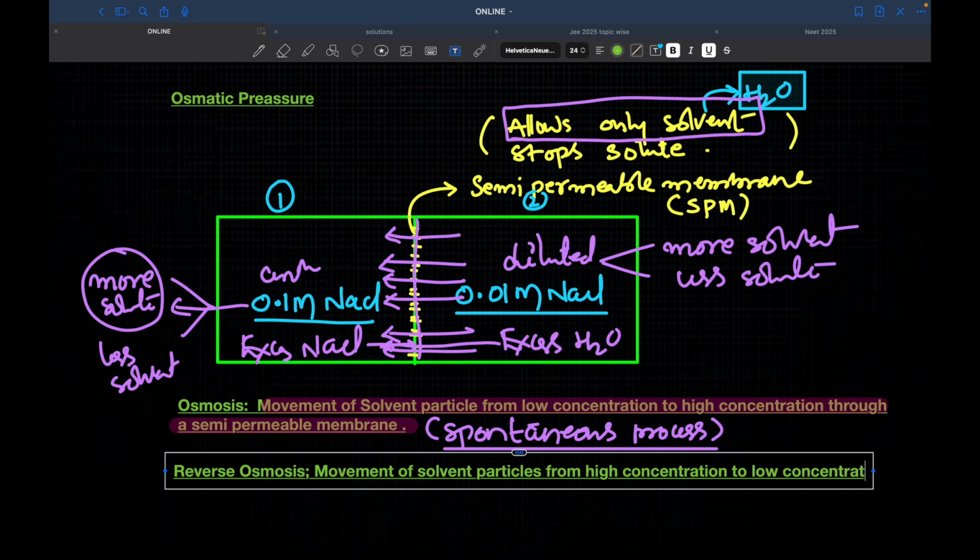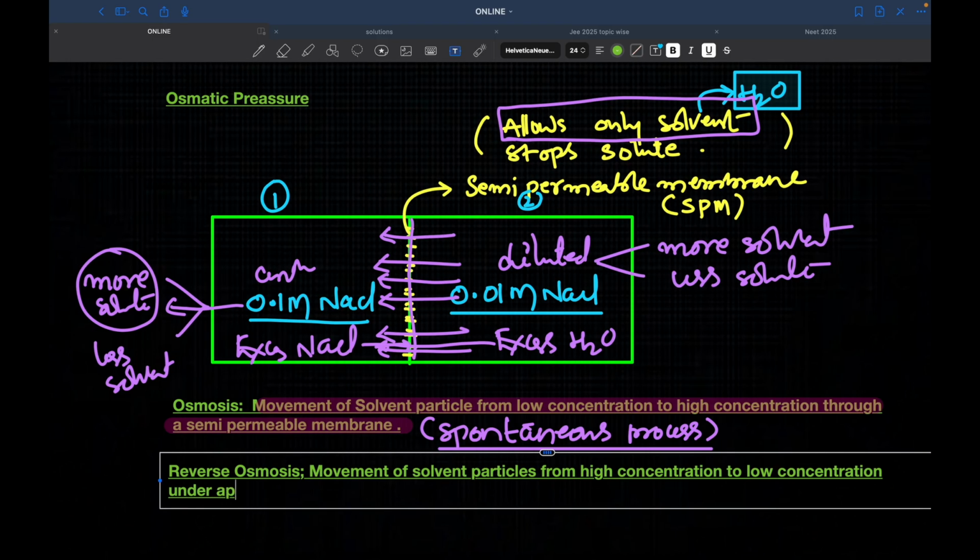concentration under applied force. Movement under applied force is called reverse osmosis. So this reverse osmosis we use in RO plants, you see them. RO plants are used for purification of water. Right? So this is reverse osmosis.